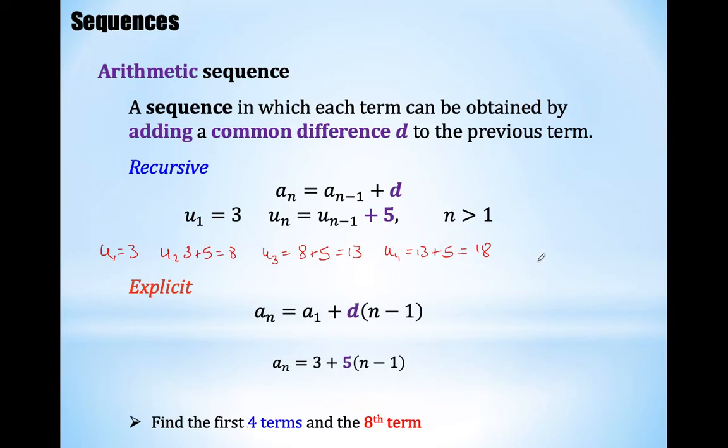Now I could easily keep going, but what if this was the 80th term? Using the explicit rule, if I just want to jump to the 8th term, u sub 8 is equal to the first term plus 5 times, not the 7th value, but how many came before it? 8 minus 1, aka 7.